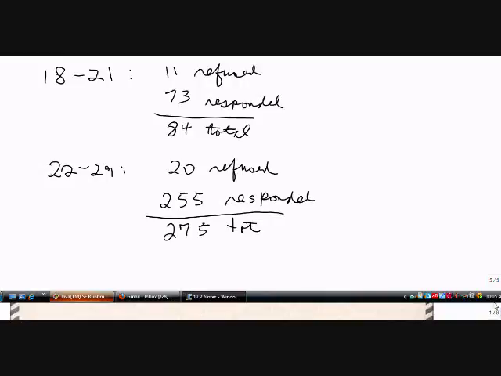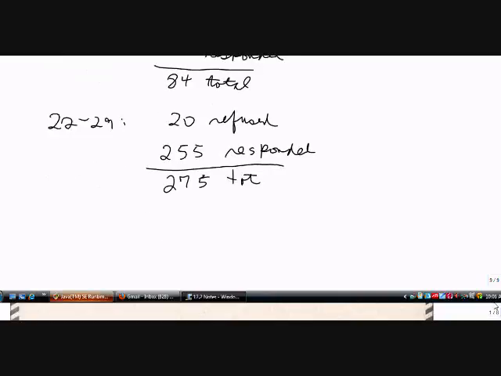That's good. What is the problem? Assume one person is chosen from these 359 people. I don't know what age group they're in. I don't know whether they refused to respond or responded. Let me just pull one of these 359 names out of the hat. What is the probability that this person is in the 18 to 21-year-old age group, or didn't respond?